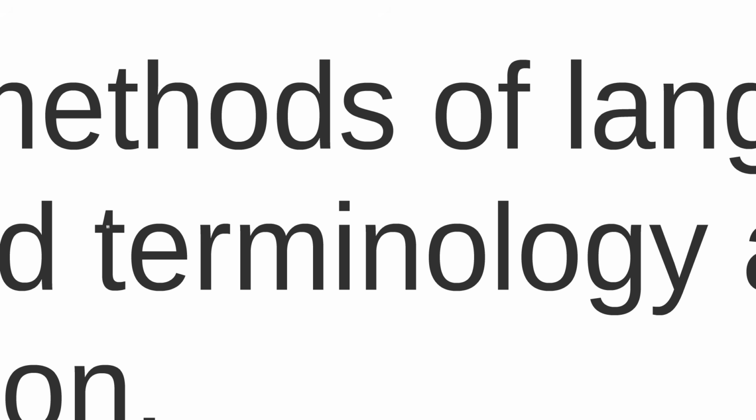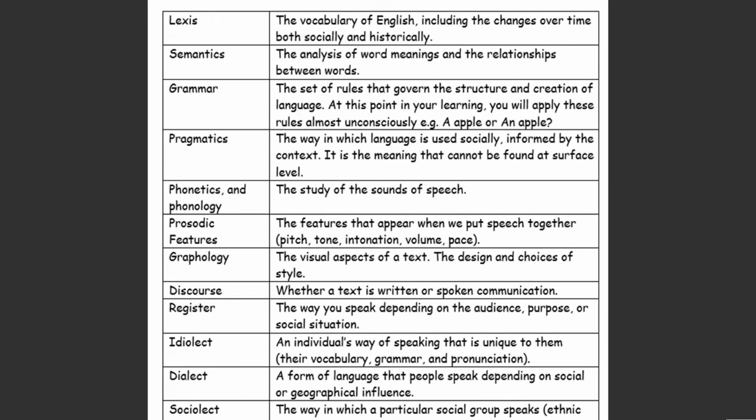So the guidance includes the following, and this is just an outline. We're going to go through these in a lot more detail, but we have lexis, the vocabulary of English, including the changes over time, both socially and historically. Semantics, the analysis of word meanings, the relationship between words.